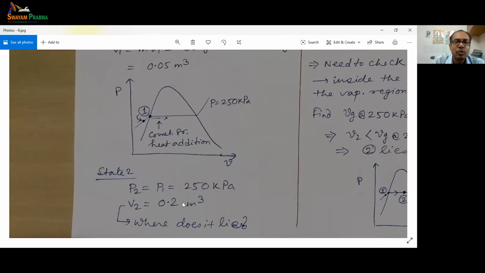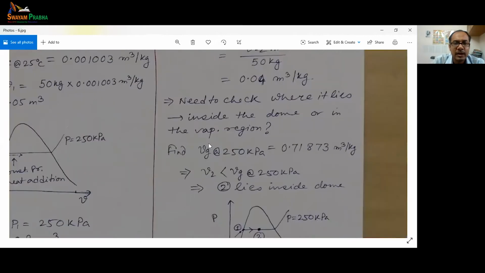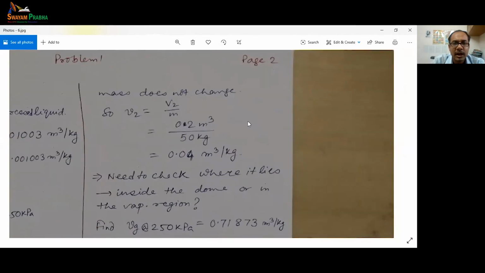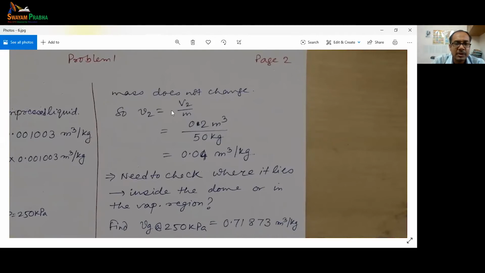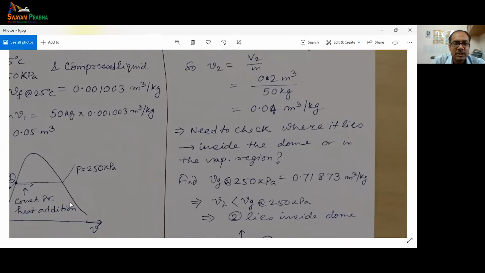But we don't know where it lies, whether in this two-phase region or whether it goes further along the constant pressure line to the vapor phase. That we have to find out. How will we find out? We'll look at the specific volume at state 2. The specific volume at state 2 is V2, which is given, divided by mass. Mass is not changing for a closed system. So we can calculate it to be 0.04 meter cube per kg.